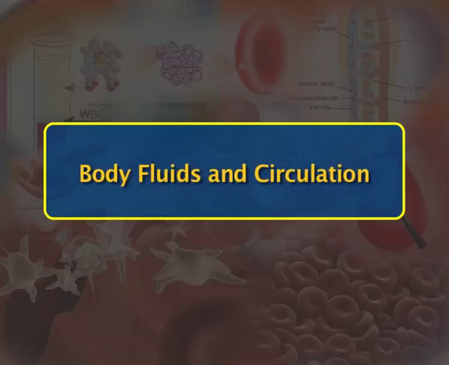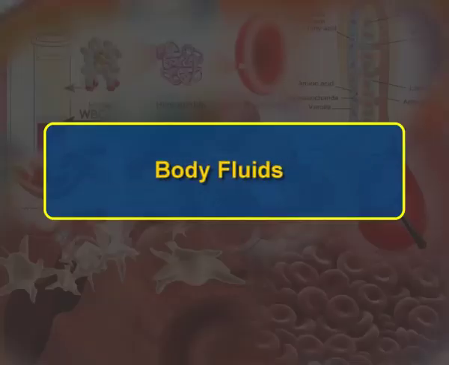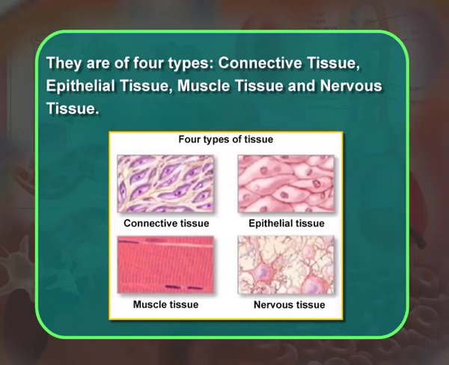So students, today we are going to talk about the chapter Body Fluids and Circulation. We are going to divide this chapter into two parts, and today we are going to cover the first part, which is body fluids. Friends, you must have already studied the various types of tissues present in our body. Can you name those tissues? They are of four types: connective tissue, epithelial tissue, muscle tissue and nervous tissue.